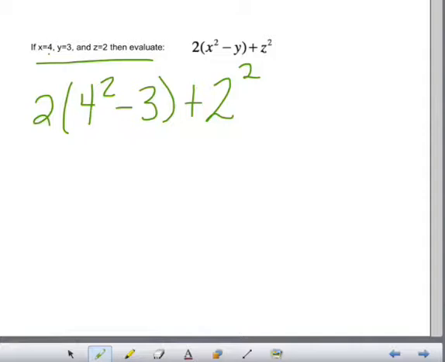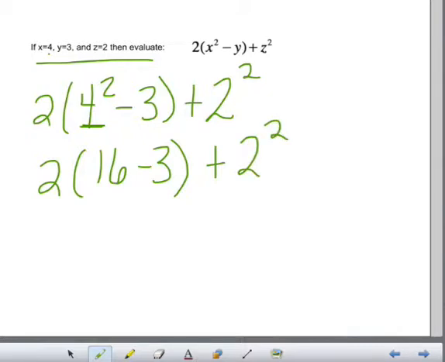Again, following my order of operations, parentheses. I'll look in my parentheses on this one, and I've got several operations in my parentheses. So I have to follow order of operations in my parentheses. And knowing that would be parentheses and then exponents, I've got to do that exponent first. So that's 2 times 4 to the 2nd power is 16, minus 3, plus 2 to the 2nd power. All right, still working on my parentheses. 2 times 16 minus 3 is 13, plus 2 to the 2nd power.